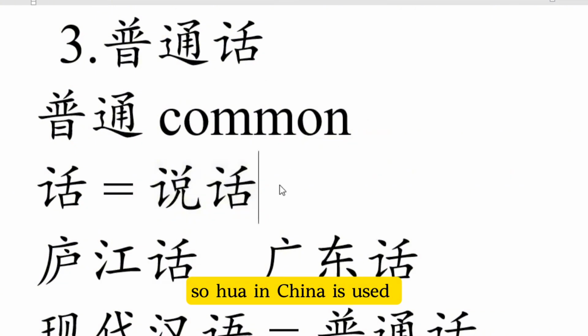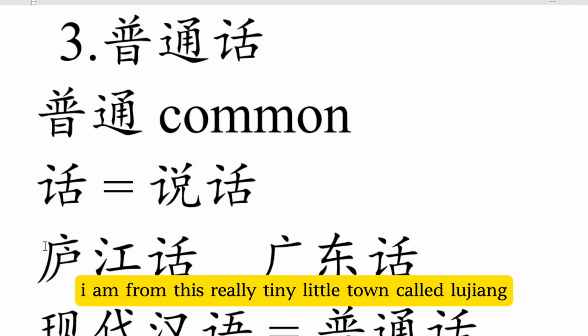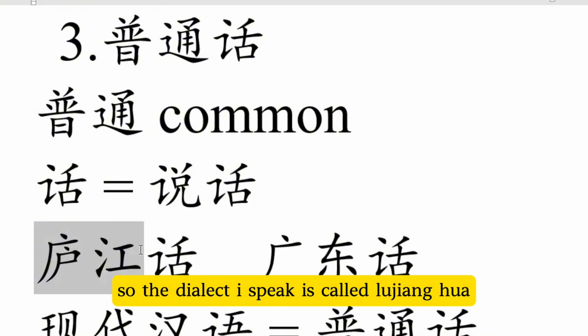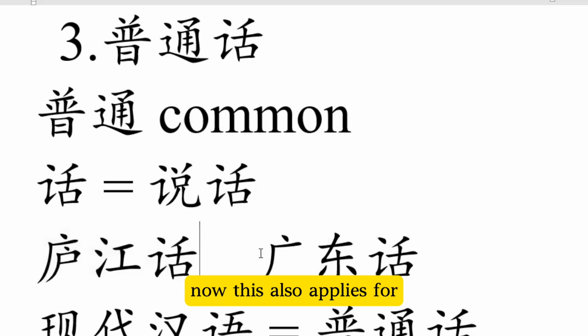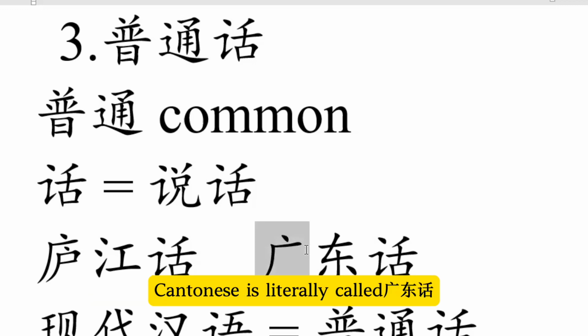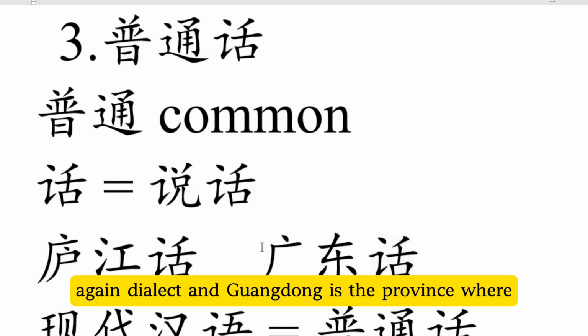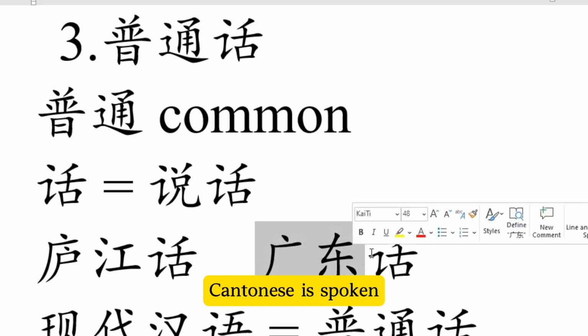So 话 in China is used when you describe all the original dialects. So for example, I am from this really tiny little town called Lujiang. So the dialect I speak is called Lujianghua. Now this also applies for big regional dialects as well, like Cantonese. Cantonese is literally called 广东话. So 话 again means dialect, and Guangdong is the province where Cantonese is spoken.